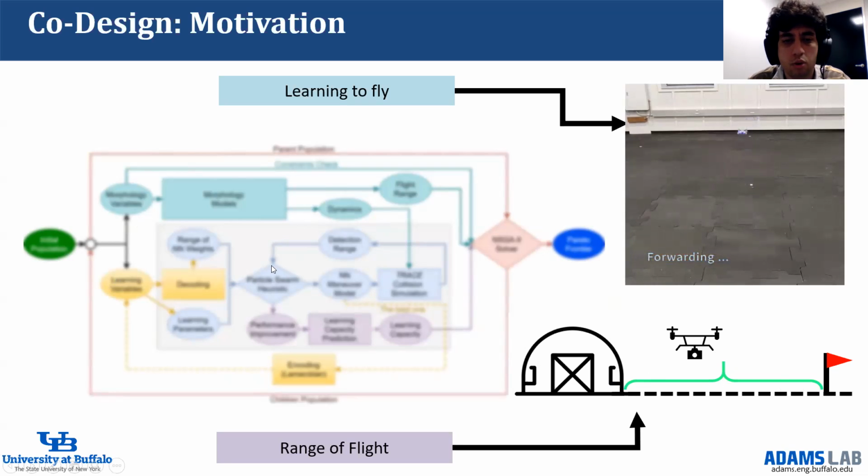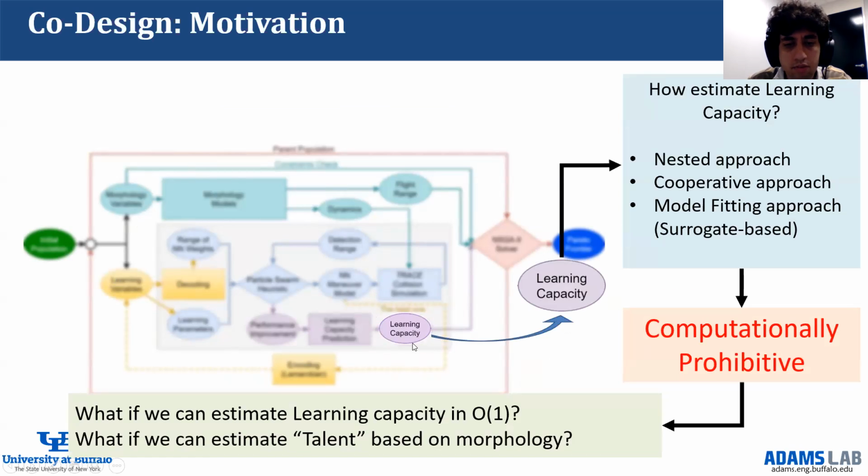I blurred it with this goal, but this is the more complicated one, and it has a lot of internal loops. One aspect of this that's important is the learning capacity. We should be able to estimate the learning capacity of the morphology. We should say that this robot has this much ability to learn to hover. This unit can learn to this amount of accuracy based on its own design, its own hardware and morphology.